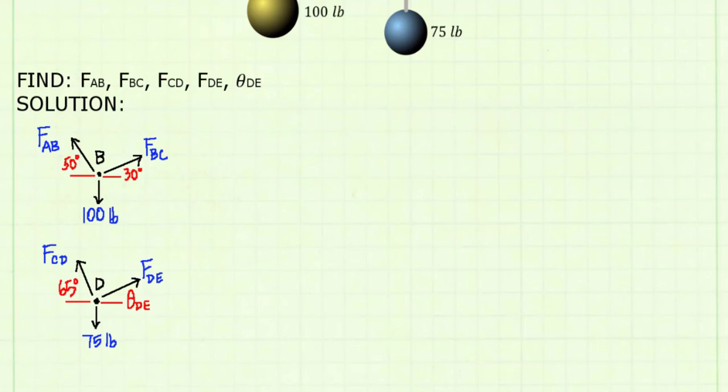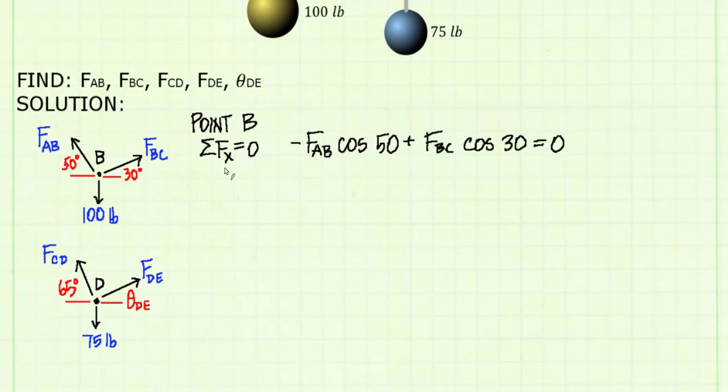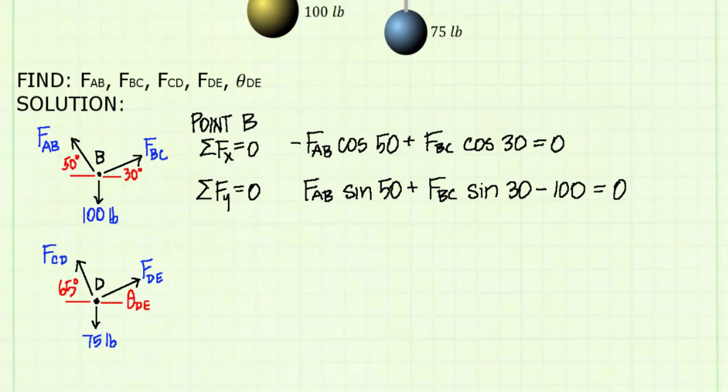Next, I'm going to write my equilibrium equations for point B. We'll have two equations, and we have two unknowns, so we'll be able to solve for both of our unknown forces. Here are my two equilibrium equations. Notice in both equations I have two unknowns, force AB and force BC. That means I can solve them simultaneously. There are various ways I could do this. I could do a substitution and solve, or I could use a solver on a calculator.